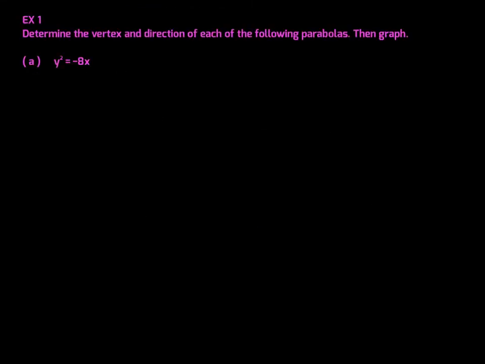All right, here's our first example. Determine the vertex and direction of each of the following parabolas and then graph. For the first parabola in this example, we have y squared is equal to negative x. Now, doesn't this look awfully similar to our standard form, which is y squared is equal to 4px, right? So a few things we know automatically. We know that the vertex of this parabola is at the origin, at 0, 0.